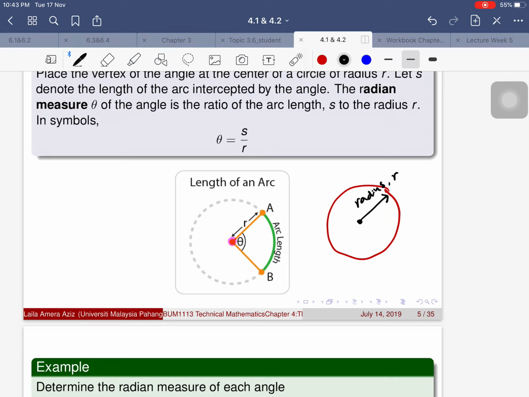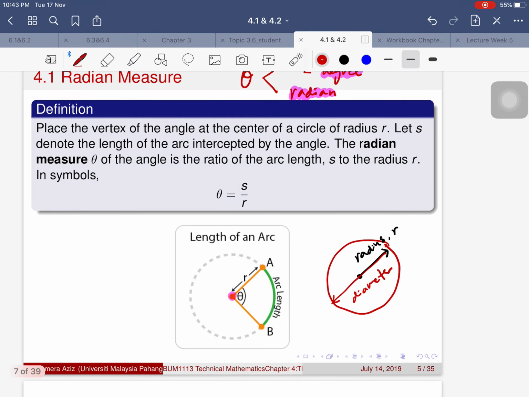Usually it's denoted by r. And if you go completely across over here, from one end to the other end, which is 2 times the radius, this is called the diameter. So twice the radius is called the diameter. So let us denote the length of the arc intercepted by the angle. This is our angle. Whatever the length is between the angle, this is the first line, this is the second line, the arc that is formed between the two lines is called the arc length.